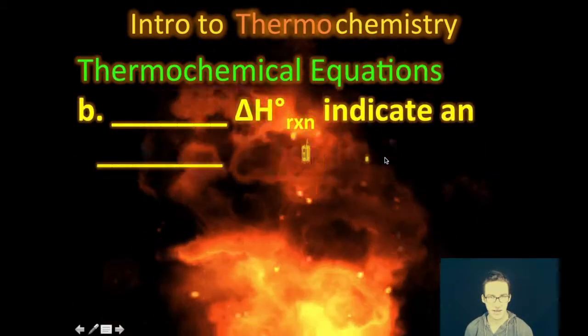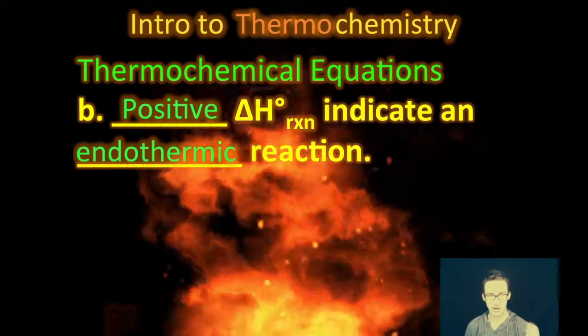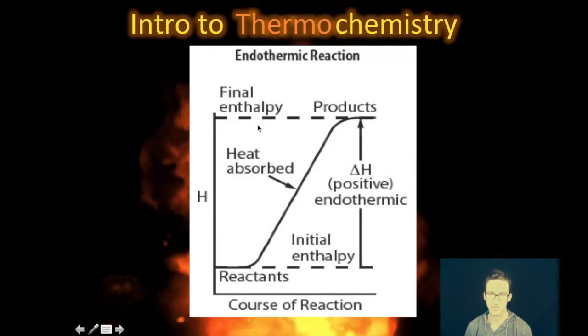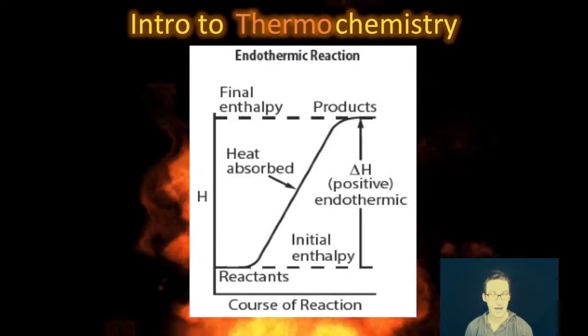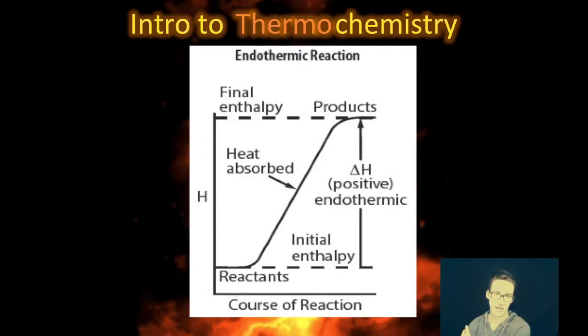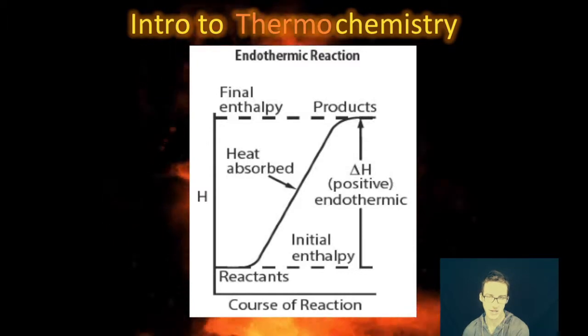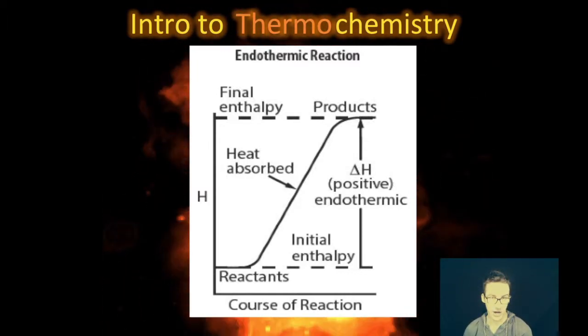Conversely then, if you have a positive delta H, it indicates that you have an endothermic reaction, or that heat has gone into the system. And as you look at how that would differ in an energy diagram, as you take a quick look here, you've got your products now at a higher enthalpy or a higher energy than your reactants are, indicating a positive enthalpy change.